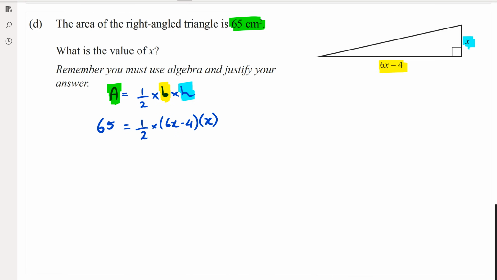Now it's just a matter of rearranging this into a quadratic. Because I've got half times 6x minus 4, I'm going to simplify that. So 65 equals half times 6x and half times negative 4. Half times 6x is 3x, and half times negative 4 is negative 2. It's just some quick work, really. It's just another way of doing it, that's all.